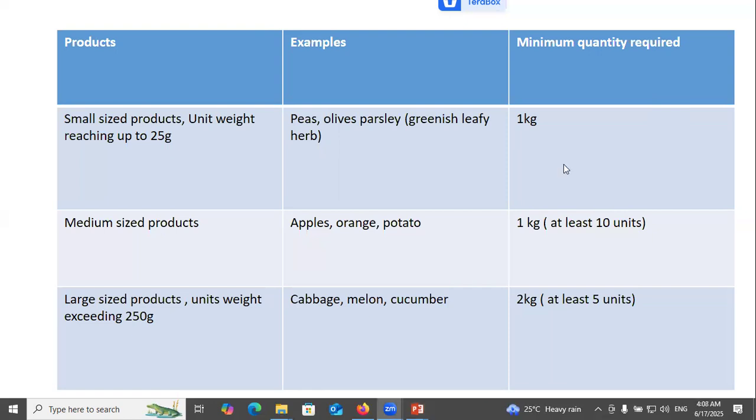Products, examples, and minimum quantity required. Small size products, weighing up to 25 grams, such as peach, olives, parsley, and greenish leafy herbs: 1 kg. Medium size products, such as apples, orange, potato: 1 kg. Large size products, weighing more than 250 grams, such as cabbage, melon, cucumber: 2 kg.